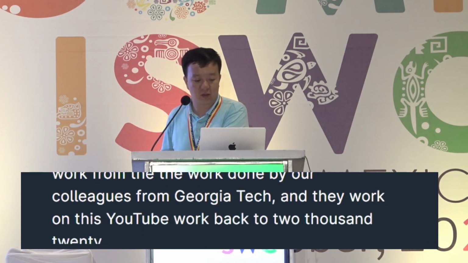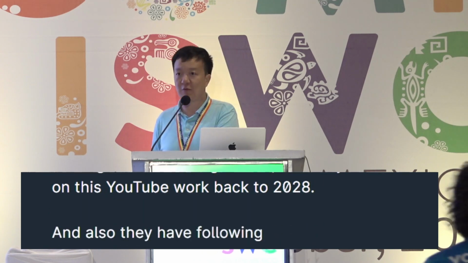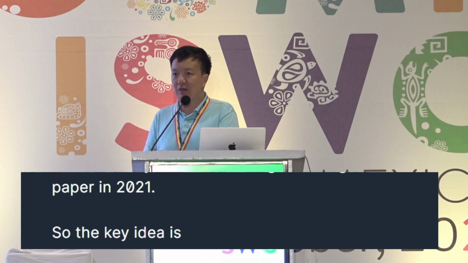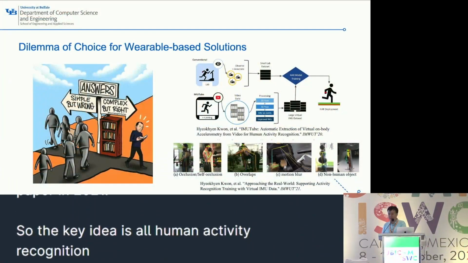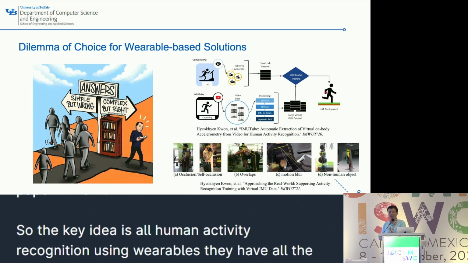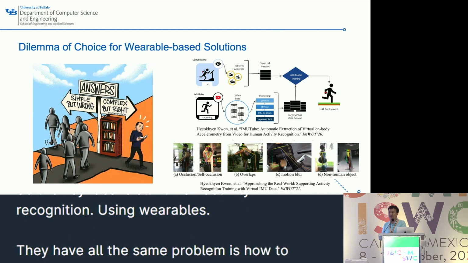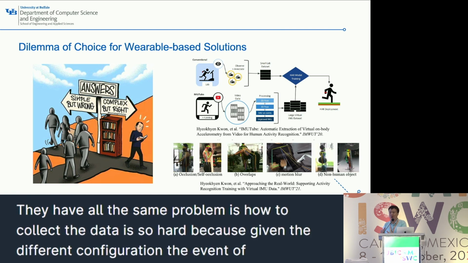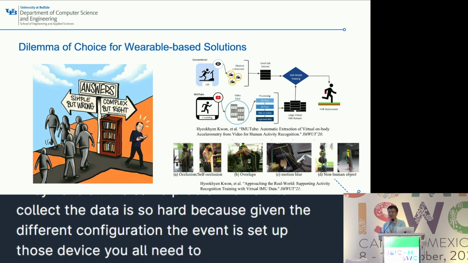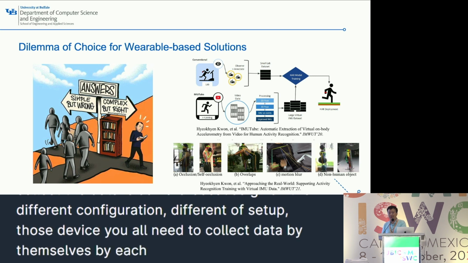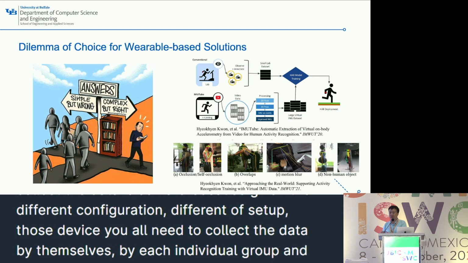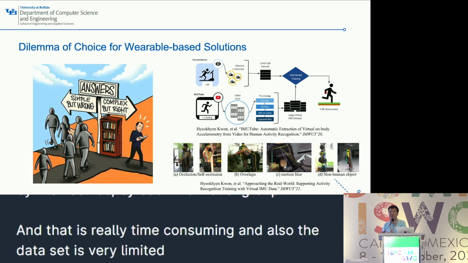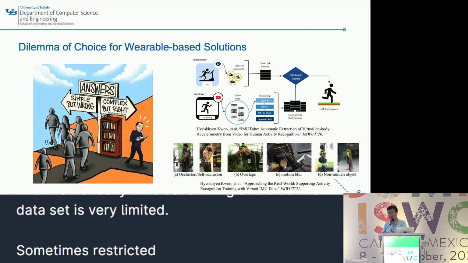And also they have a following paper in 2021. So the key idea is, all human activity recognition using wearables has the same problem: how to collect the data. It's so hard because, given the different configurations and setups of those devices, each individual group needs to collect the data by themselves. That is really time consuming, and the data set is very limited. Sometimes it restricts the capacity and the accuracy of your model.